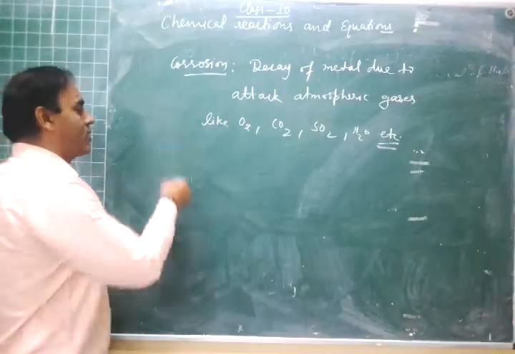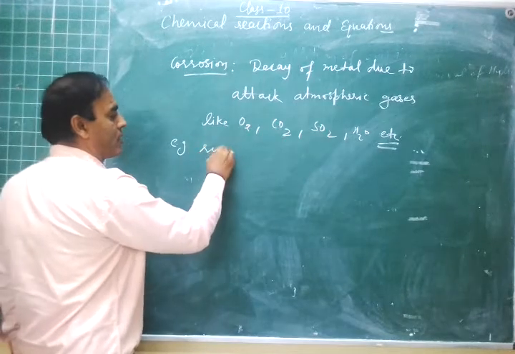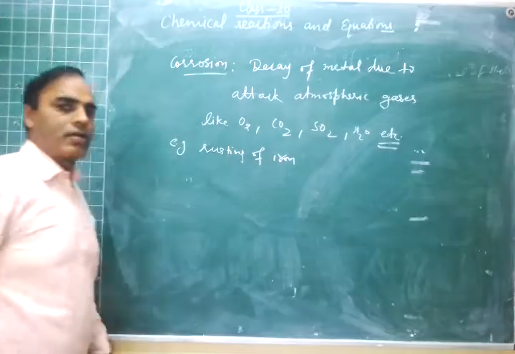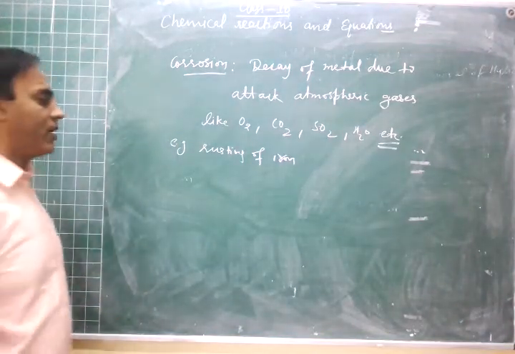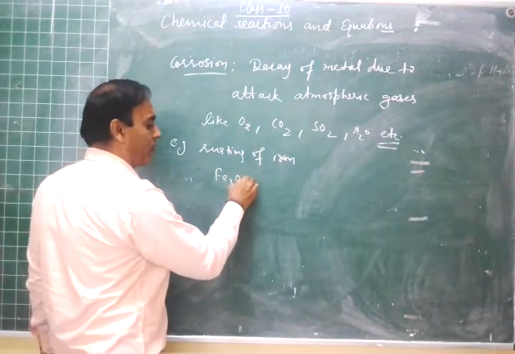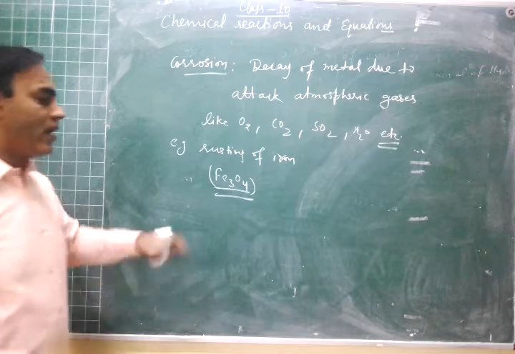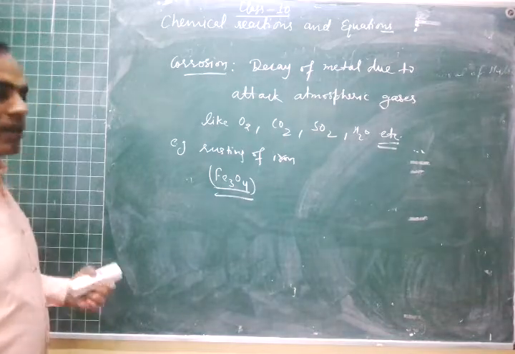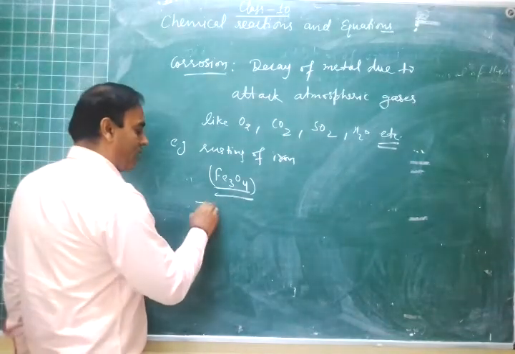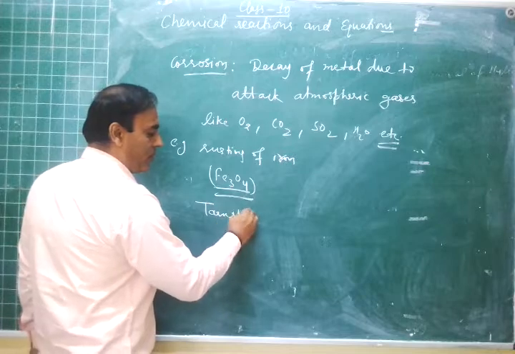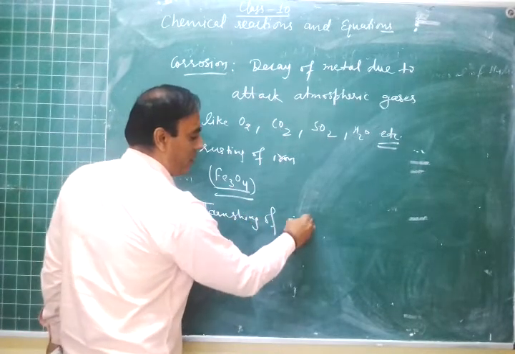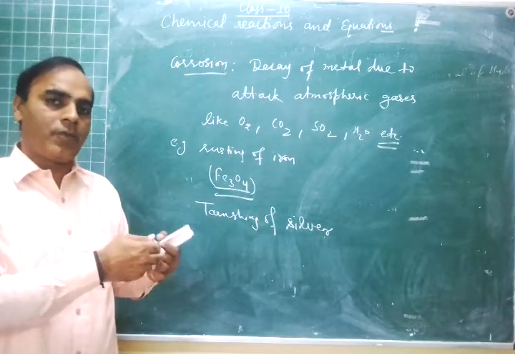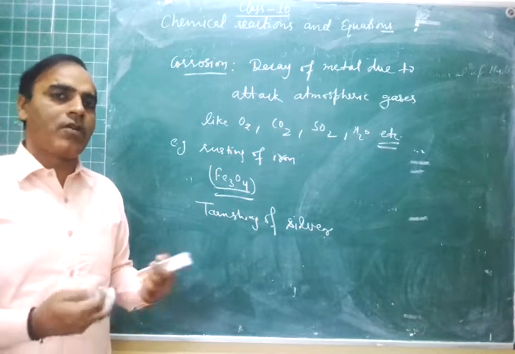For example, rusting of iron. Right? Rusting of iron, the formula of rust is Fe3O4. So you can see that iron gets oxidized and then it forms Fe3O4. And there are other examples, that is tarnishing of silver. On the surface of silver there is black or you can say grey color deposition, and that is known as tarnishing of silver.